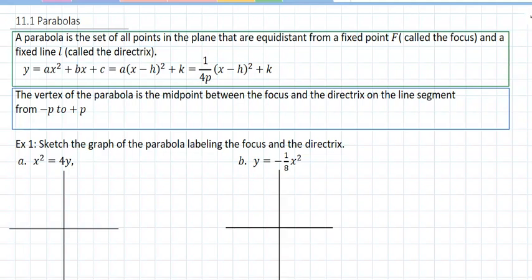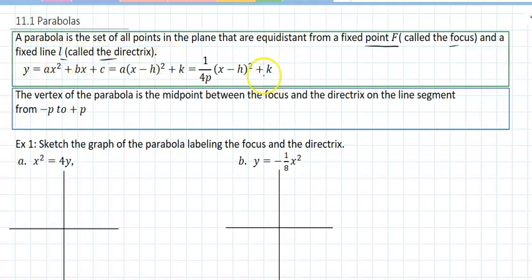11.1 talks about the traditional parabola. So we already did this section, but now we're going to modify it to add two more properties, or we're going to have to label two more points that they want. A parabola is the set of all points in the plane that are equidistant from a fixed point F called the focus, which is what you have to label, and a fixed line called the directrix.